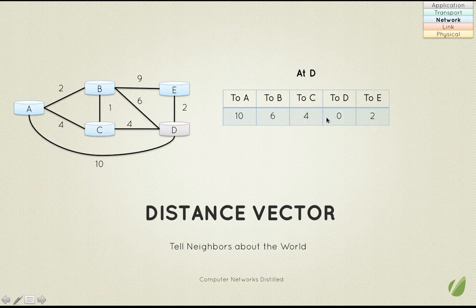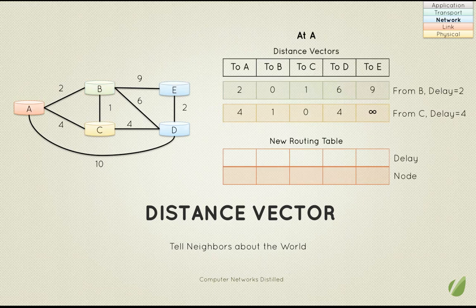D has this distance vector: 10 to A, 6 to B, 4 to C, 2 to E, and 0 to itself. E has this distance vector: infinity to A because it's not connected, 9 to B because it is connected, infinity to C because they're not connected, 2 to D, and 0 to itself. So those are the 5 distance vectors for each node.